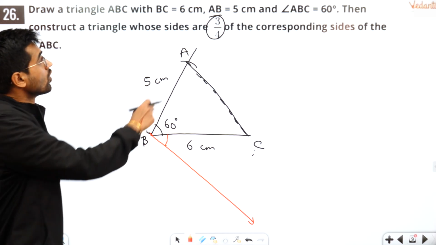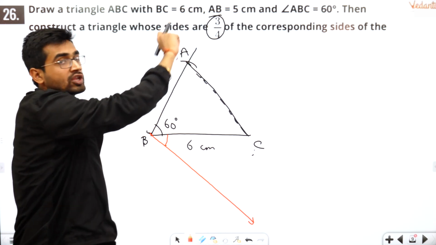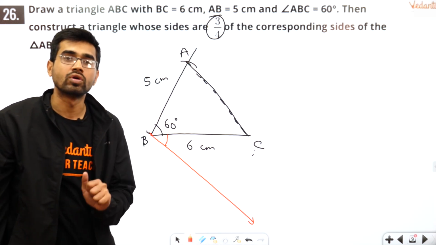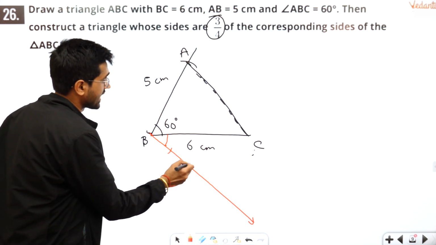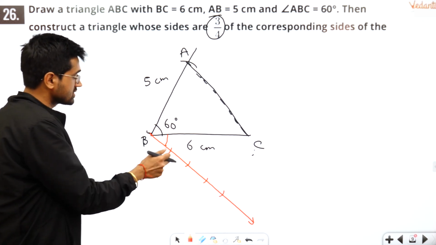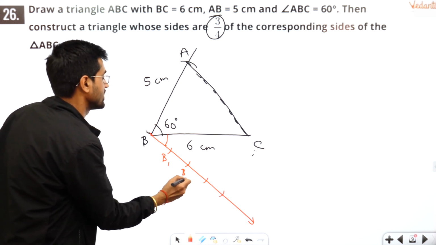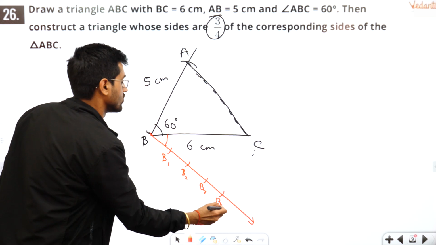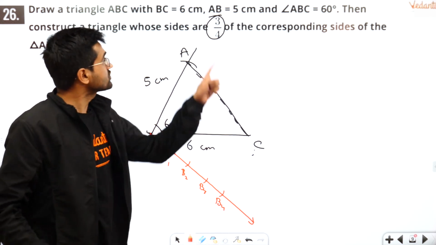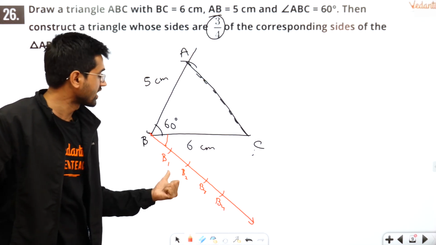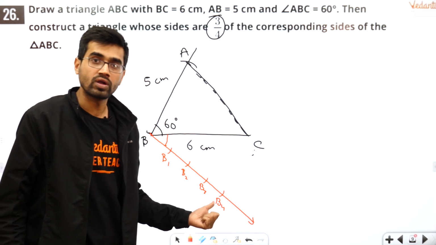Okay. Now, what is the 3 by 4? What is the highest value here? 3 or 4? Highest value 4. Put equal arcs. Put your compass, put it out. Write B1, B2, B3, B4. Fine. Which value is greatest? 4. Put that value, B1, B2, B3, B4.